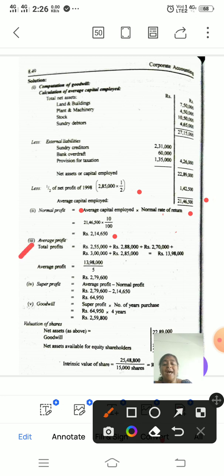Then we have to calculate the average profit. Average profit is the total of all the profits for the five years given in the question, and all five years' profits should be taken.